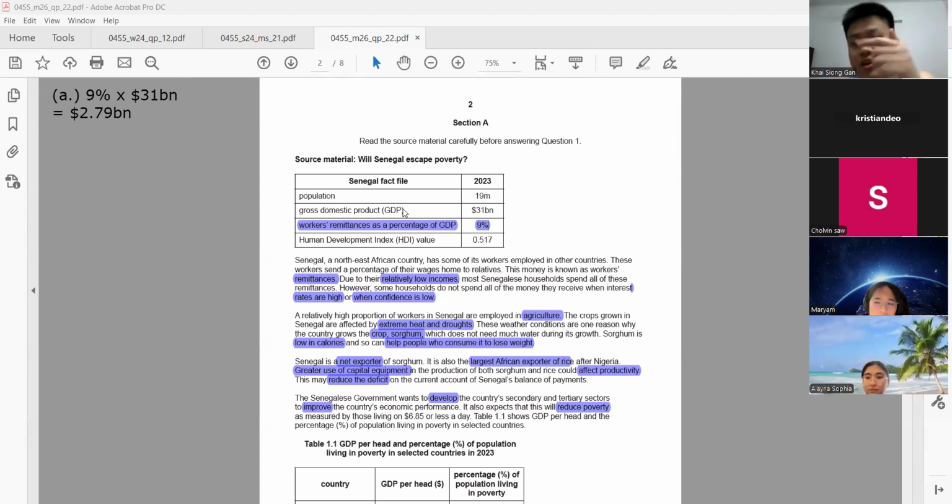It depends, Kai-sun. Because maybe in this country, they set their absolute poverty line at 6 point something per day. It depends on the country itself. Yes, so it depends. Yes, 2.79.